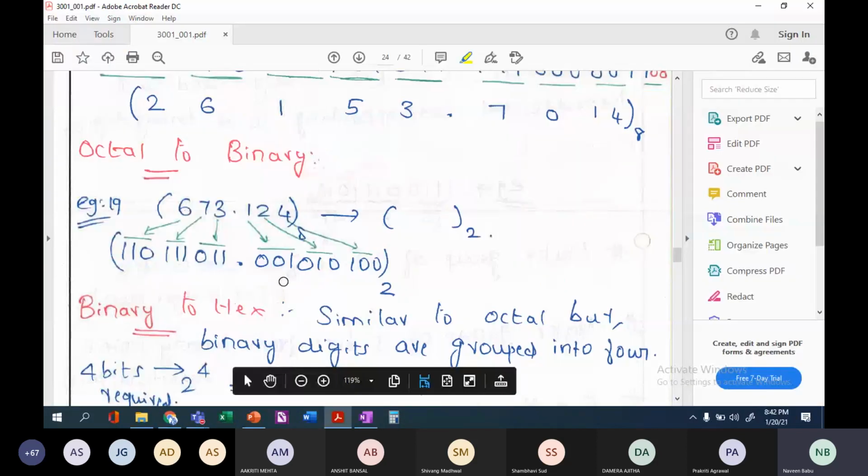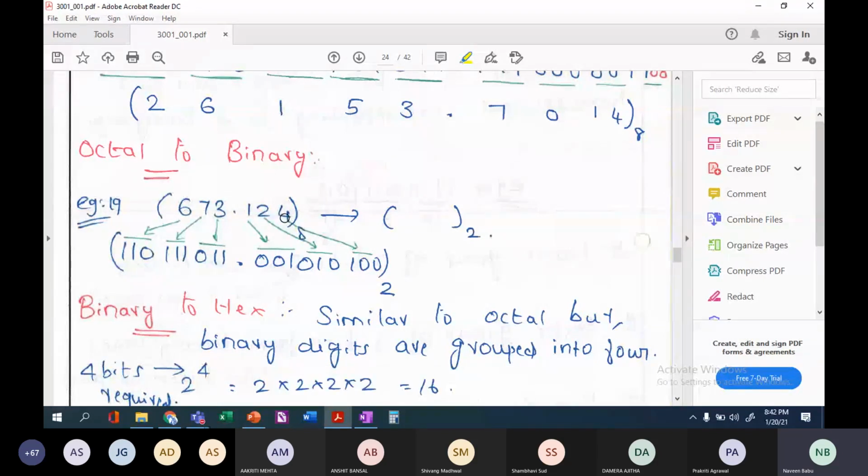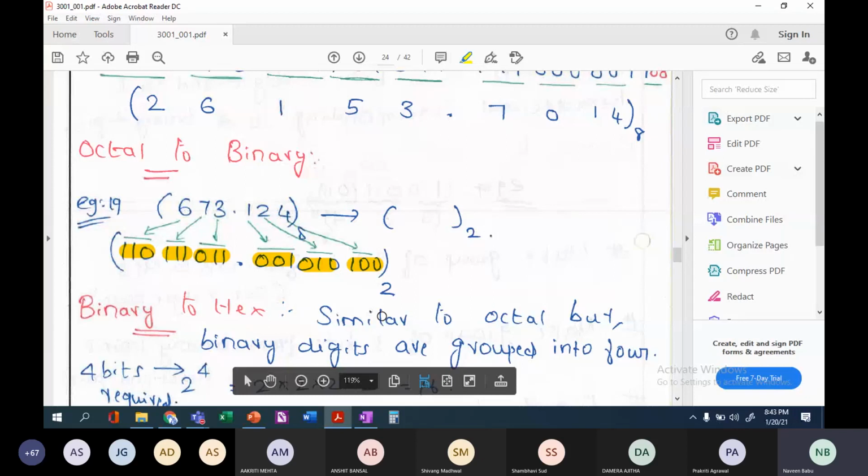Similarly, here is an example, 673.124. How do you represent 4? 4 is represented as 100. 2 is represented as 010. 1 is represented as 001. And you have this decimal point here. And 3 is represented as 011, 111 for 7, and 110 for 6. So this is how you convert octal to binary.